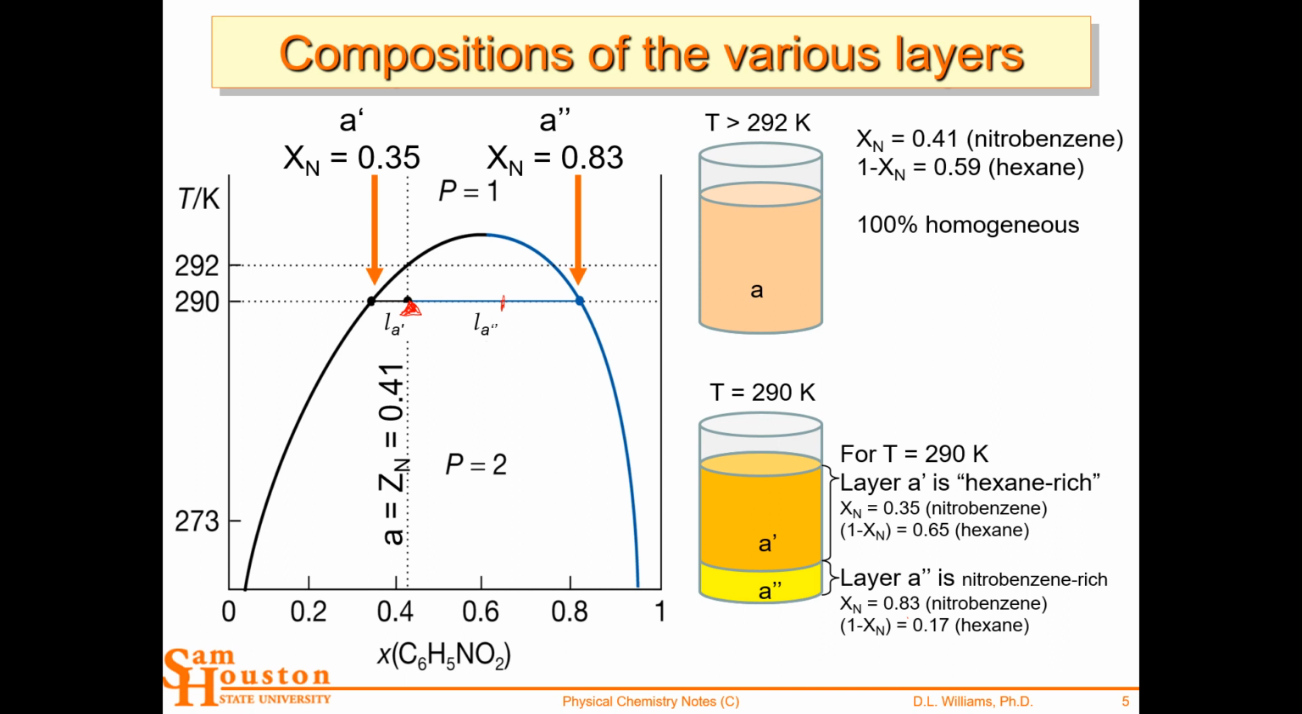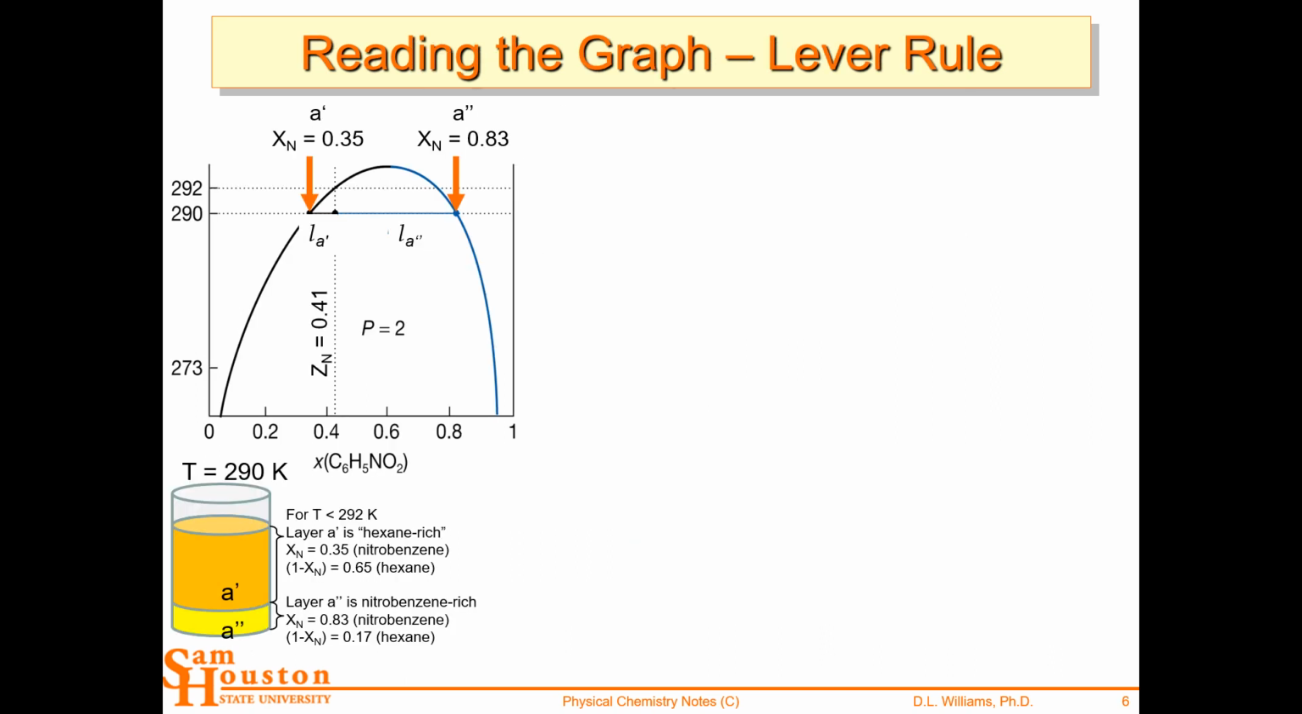If I had 50 total moles and 25 of them were in this layer, then the amount of moles of nitrobenzene would be 0.83 times that 25, because that would be the total moles in that layer. And it'd be 0.17 times that total moles for the hexane amount. We will apply these different ratios to the total moles in each layer. But at first we have to figure out how many total moles are in the top layer, how many total moles are in the bottom layer. Okay, so let's do that for this situation.